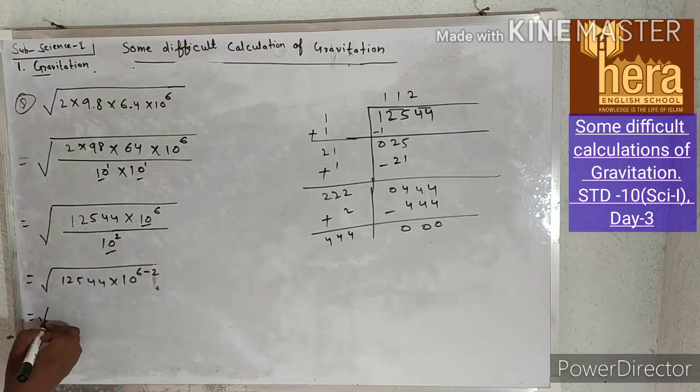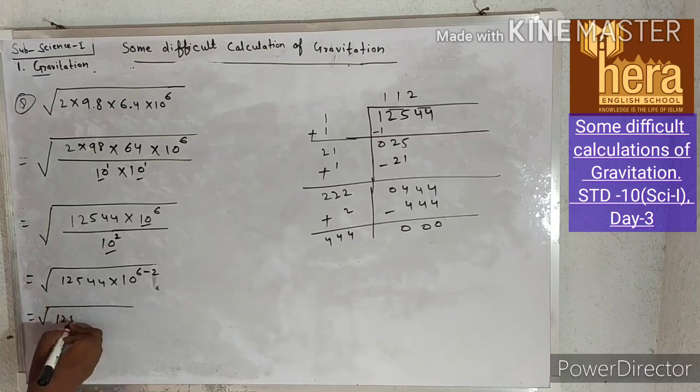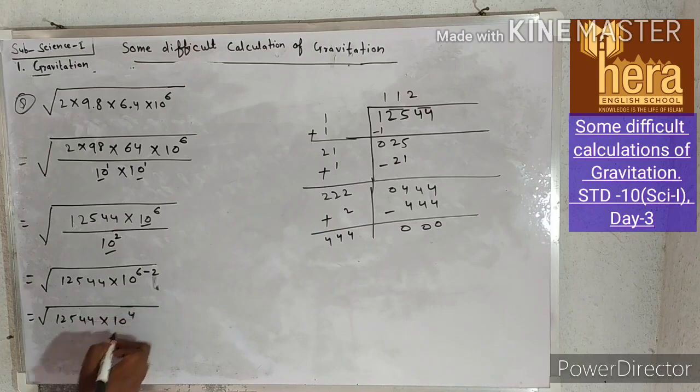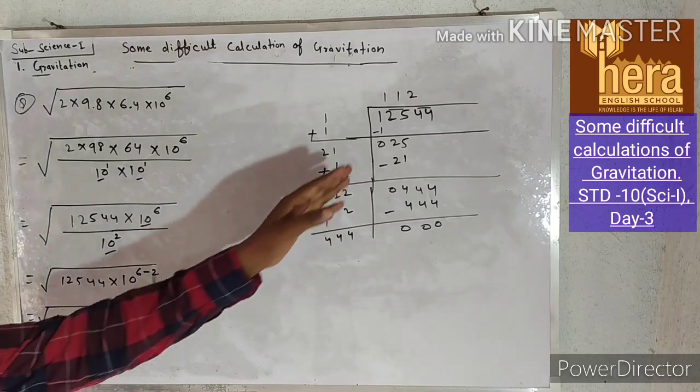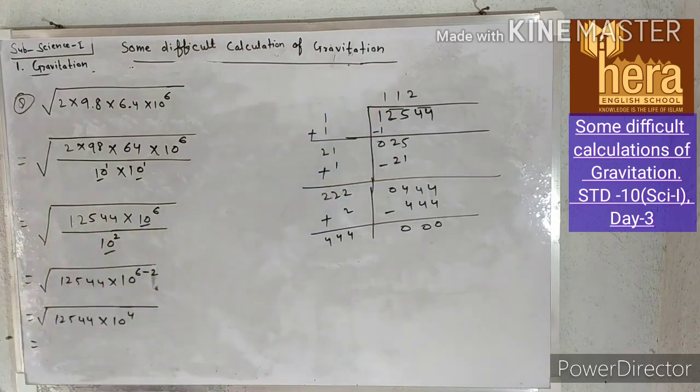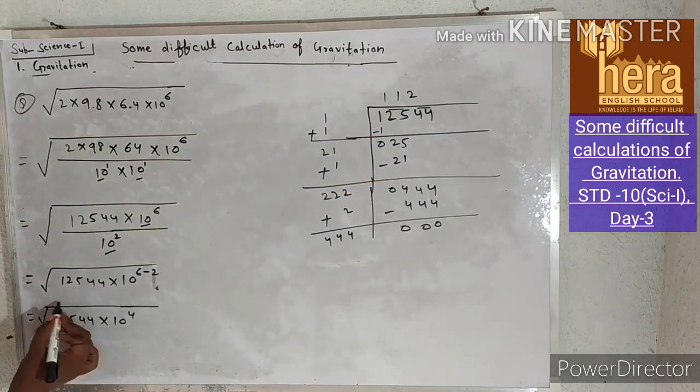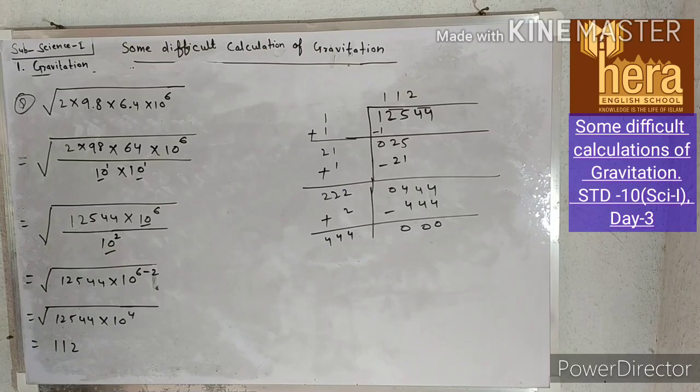So this will be equal to 12544 into 10 raised to 4. This will be equal to C. If you find out the root of 12544, you will get 112. So this will be equal to 112 into C.